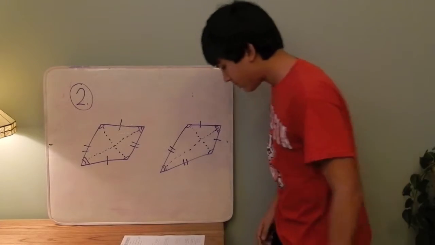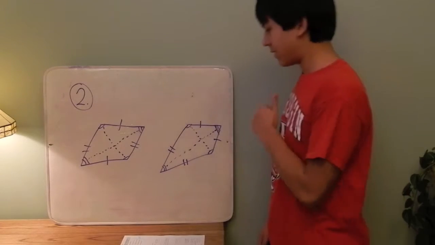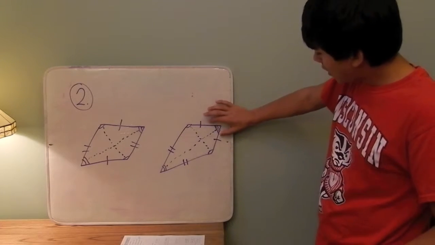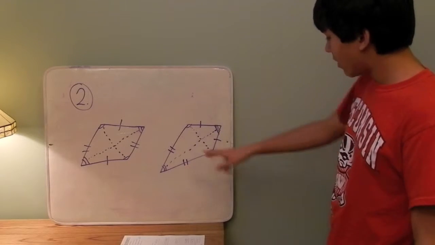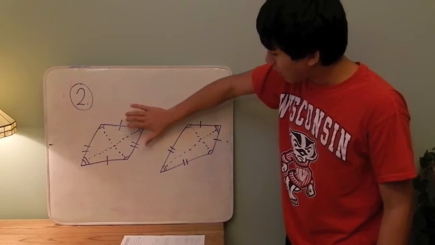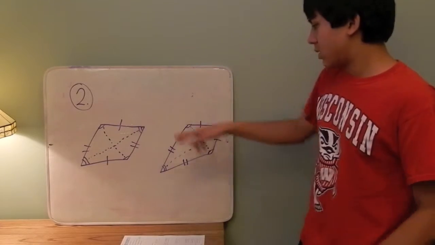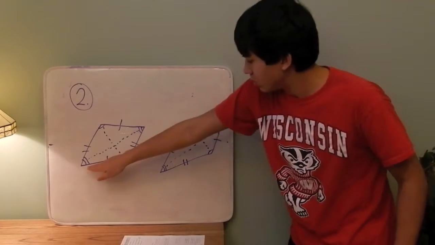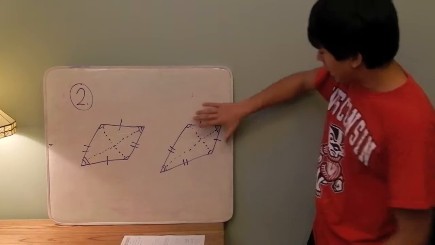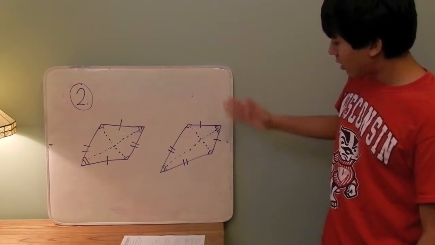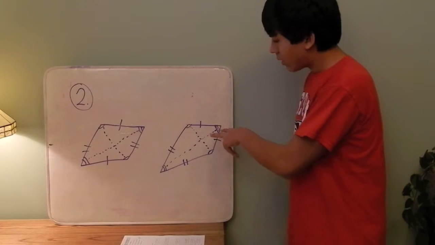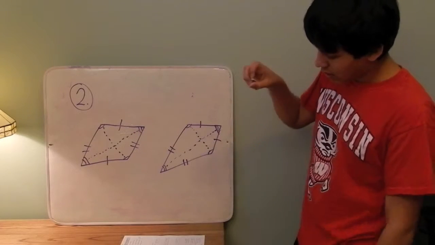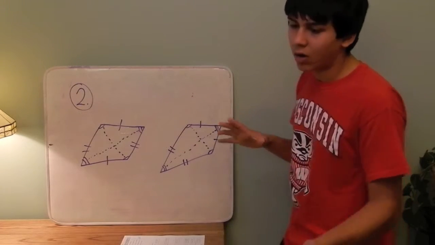Okay, problem number 2. State as true or false. A parallelogram can be a kite. This is false. A kite has two adjacent congruent sides, and a parallelogram has two opposite congruent sides. A parallelogram has opposite congruent angles, and a kite only has two congruent angles that are opposite. And then the diagonals in a kite are perpendicular, and in a parallelogram they are not perpendicular.